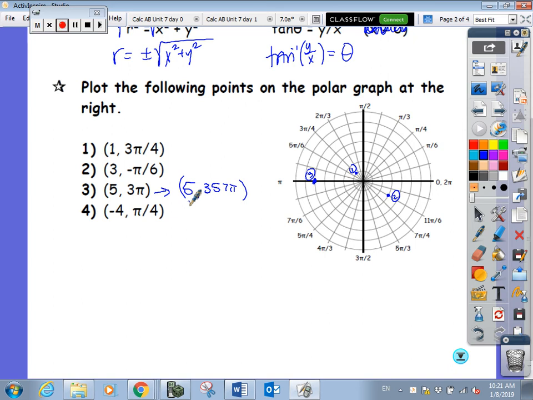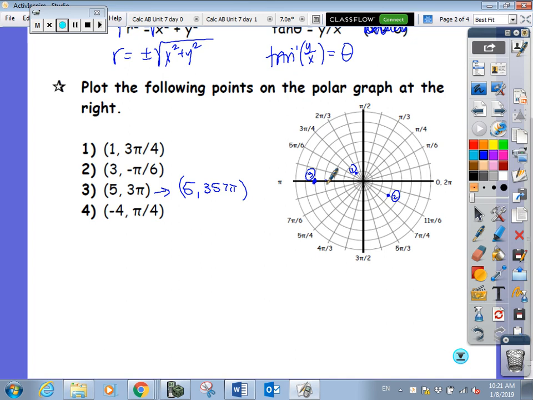Now, number 4, there's a couple different ways to do that. I'm going to show you both ways, and you can pick which way you like the best. The first way I'm going to show is the way I like it, because sometimes we have to work backwards, and it's kind of harder to work backwards the second way that I show you. Okay, so -4, positive pi over 4. So if I go -4, so this is positive, so just like a regular, I would go to the left, which is negative. So 1, 2, 3, 4.